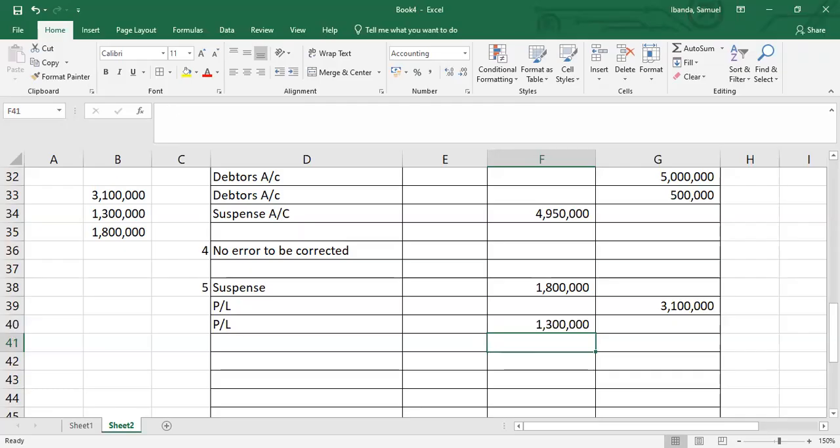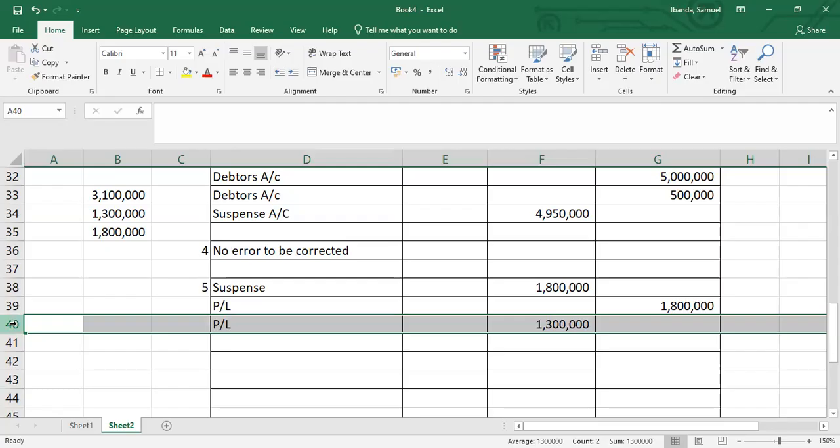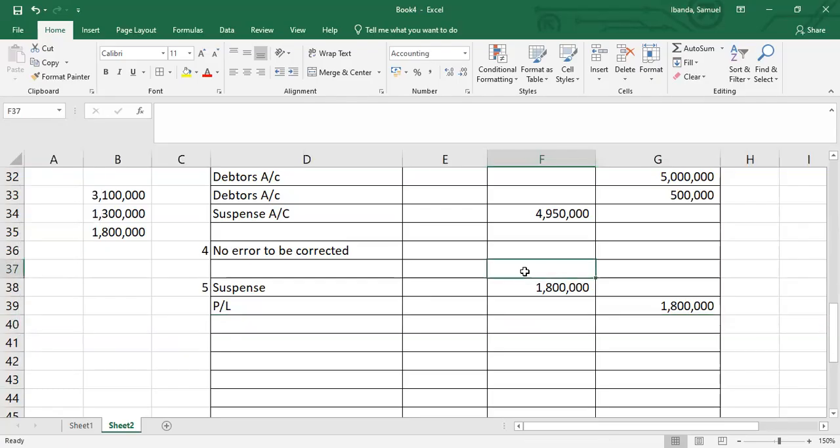So what this would mean is that you have put something on the credit side of 3.1 and you put something on the debit side of 1.3. The net effect here is basically the difference of 1.8 on the credit side. So you'll just have a 1.8 on the credit side, and you don't have this. But it's the same net effect.